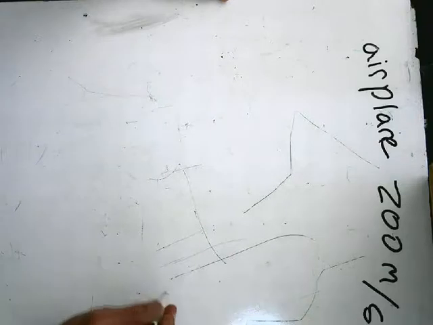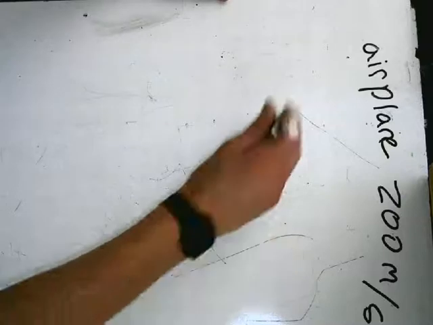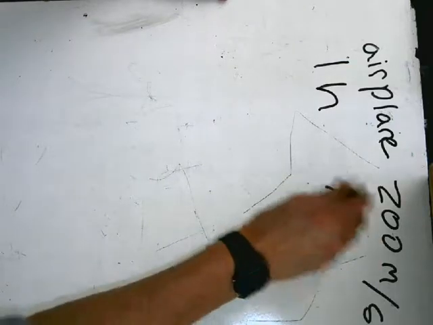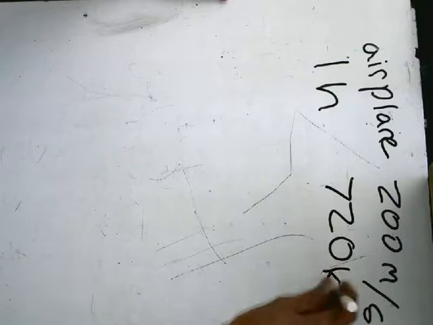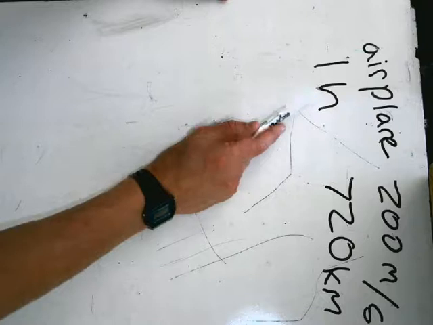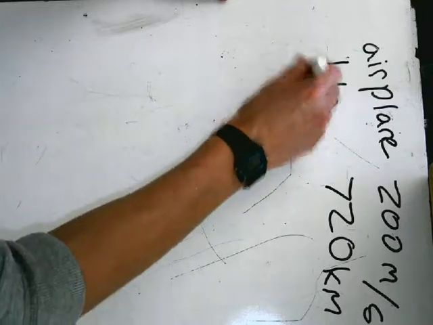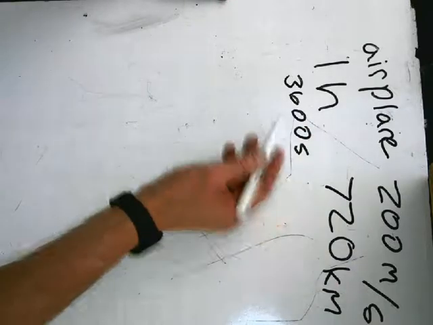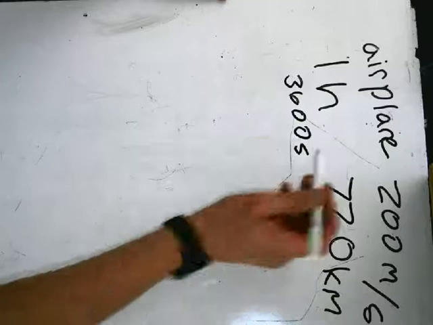So if you do the math, 720 kilometers total. Correct? You just multiply your 1 hour, convert that to seconds, 3,600 seconds, times 200 to get your meters, seconds cancel, get 700,000 or so meters, convert that to kilometers, and you get your 720 kilometers. Okay? Now, let's change this.